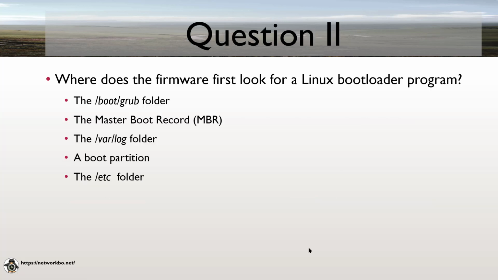Question 2. Where does the firmware first look for a Linux bootloader program? Is it the /boot/grub folder? Is it the master boot record? Is it the /var/log folder? Is it a boot partition? Or is it the /etc folder? Pause and look back through your notes if you need to.